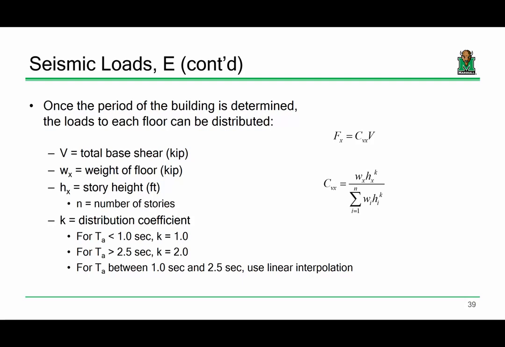A building's vibration characteristics are a function of its mass. So how heavy each story is actually matters. We also need the story height, the total base shear, and a distribution constant.